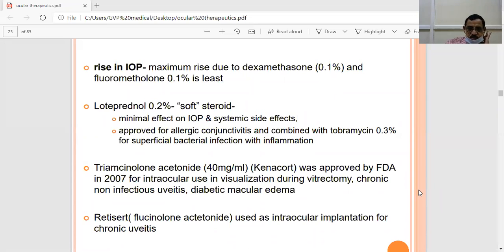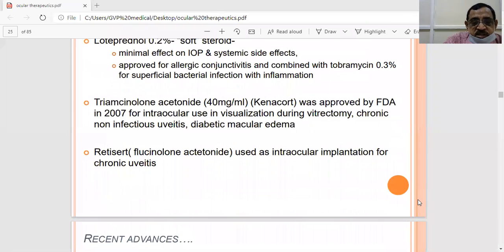Triamcinolone 40 milligrams per ml. The brand name is Kenacort. It was approved by FDA in 2007 for intraocular injections for visualization during vitrectomy. When we do a vitrectomy, the vitreous will be very hazy, so to have a clear view, sometimes we inject triamcinolone. And for chronic non-infectious uveitis and also diabetic macular edema, we give intravitreal triamcinolone Kenacort, and it was approved by FDA. Retisert, fluocinolone acetonide, is used in intraocular inflammation for chronic uveitis.